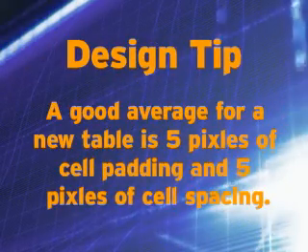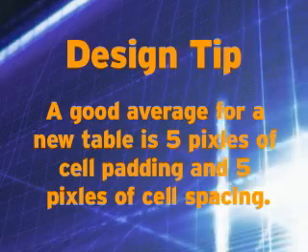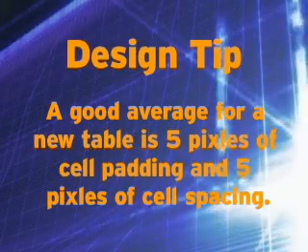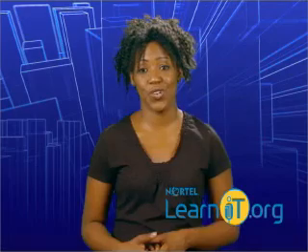Look at this table. We've set it so that there are 10 pixels of cell padding and 1 pixel of cell spacing. And now, compare it to this table with 1 pixel of cell padding and 10 pixels of cell spacing. See the difference? We can play around with these settings until we find what works best. But a good average for a new table is 5 pixels of cell padding and 5 pixels of cell spacing. That's what we'll use for now.